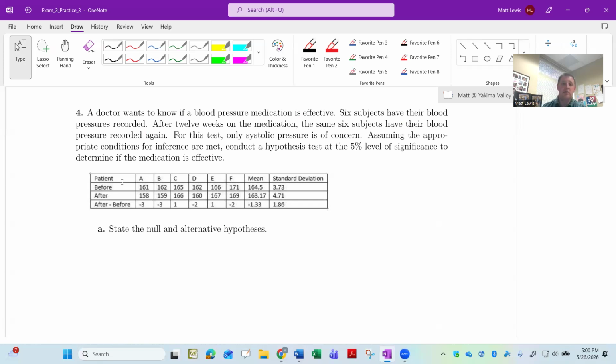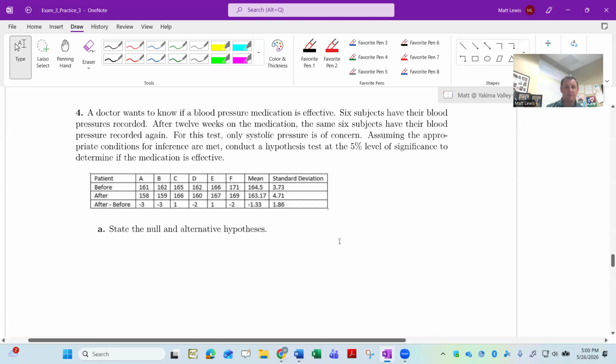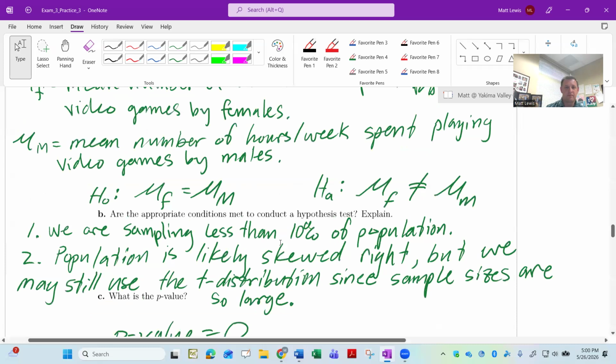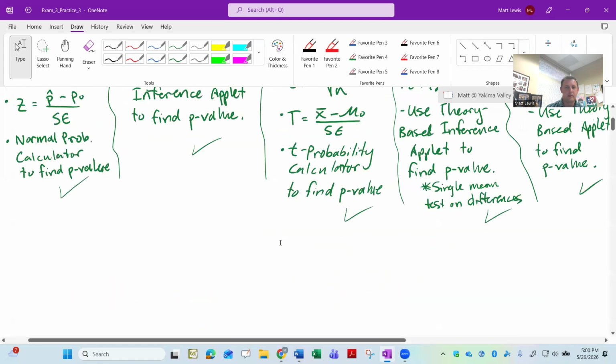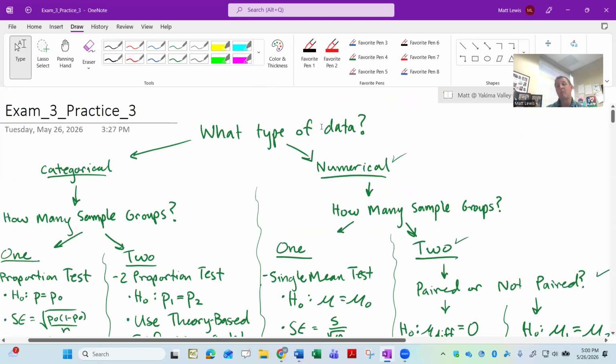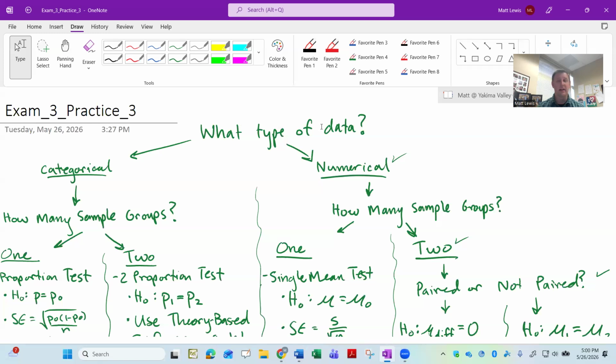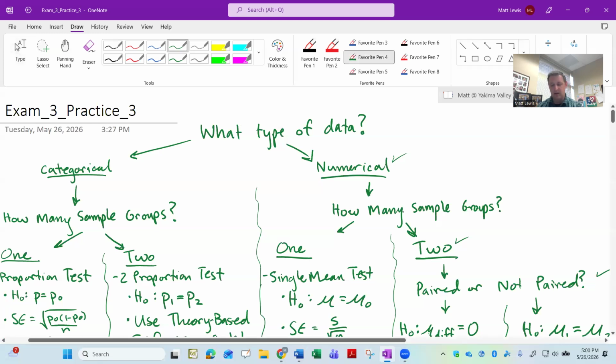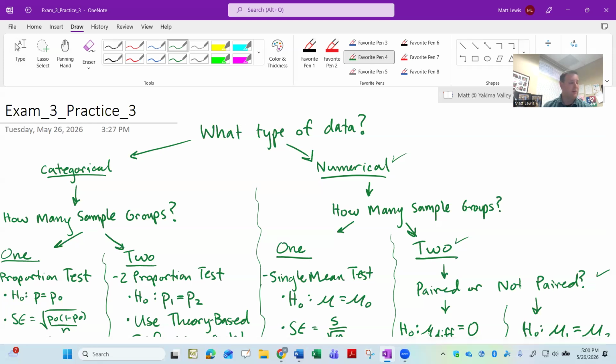All right, so let's go through our flow chart. What type of data? We're recording systolic blood pressure. So on my clipboard, I'm writing down a bunch of numbers as I collect the data. So I'm definitely got numerical. How many sample groups? This is a little bit tricky because you're saying, well, there's just one group of people, but they were measured twice, right? Before and after. So I'm going to say 2 sample groups.